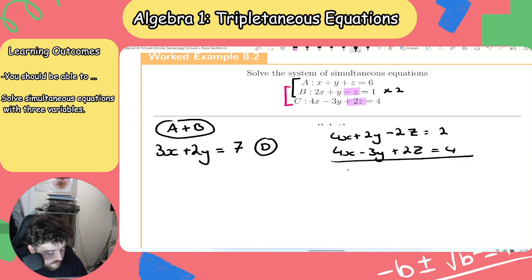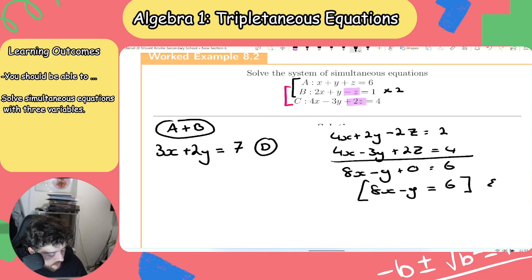Add them up. 4x and 4x is 8x. 2y minus 3y is minus y. Minus 2z plus 2z is 0. 2 plus 4 is 6. So I have 8x minus y is equal to 6. And that is going to be my second equation, and I'm going to call that equation E.